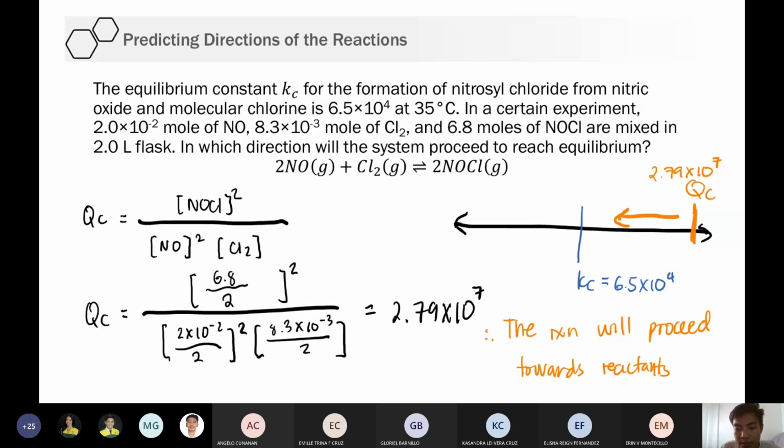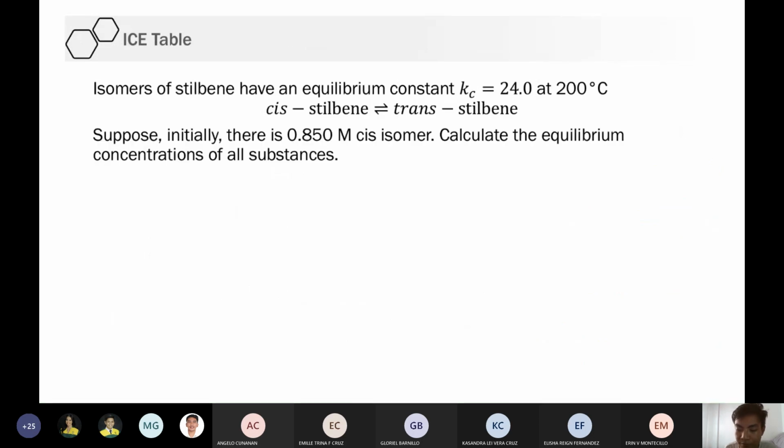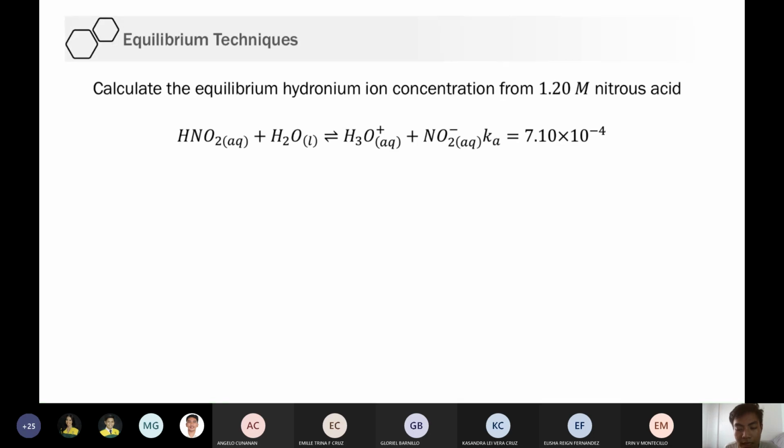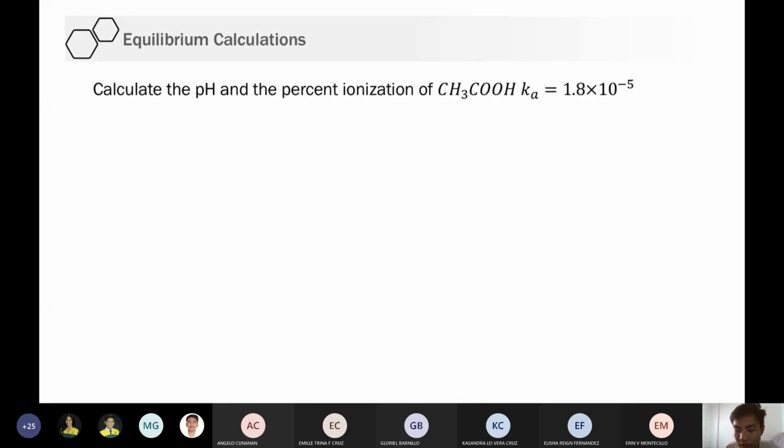All this info ay necessary para sa mga susunod nating i-discuss, especially when we create the ice table. Okay, so next meeting, we are going to solve for the equilibrium calculations na. Kung naalala nyo pa to sa senior high school nyo, good. Kung hindi na, okay lang.